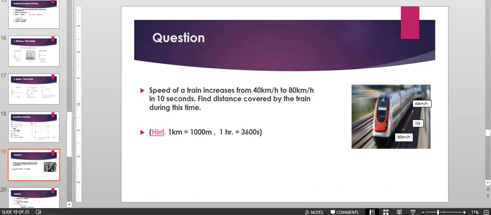Now students, let's solve a question that I've given you in your worksheets. Suppose the speed of a train increases from 40 kilometers per hour to 80 kilometers per hour in 10 seconds. Find distance covered by the train during this time. You are given the hint that 1 kilometer is equal to 1000 meters and 1 hour is equal to 3600 seconds, as you have to convert this kilometer per hour into meter per second.